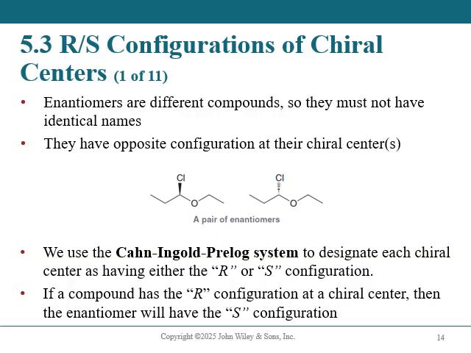Enantiomers are different compounds, so they must not have identical names. So we need to find a way to differentiate between one and its mirror image. They have opposite configuration at their chiral center. So for that, we use what we call the Cahn-Ingold-Prelog system, named after the scientists that developed this model, to designate each chiral center as having either an R or an S configuration, rectus and sinister, right rotating or left rotating, clockwise, counterclockwise. If a compound has the R configuration at a chiral center, then the enantiomer will have the S configuration.